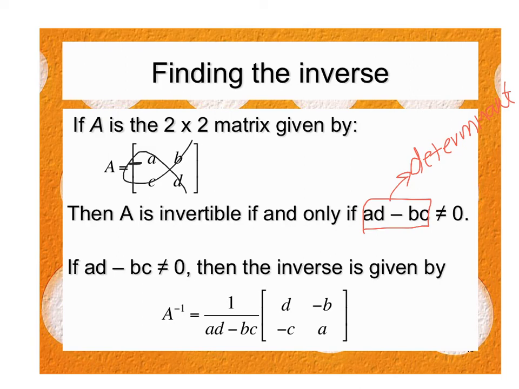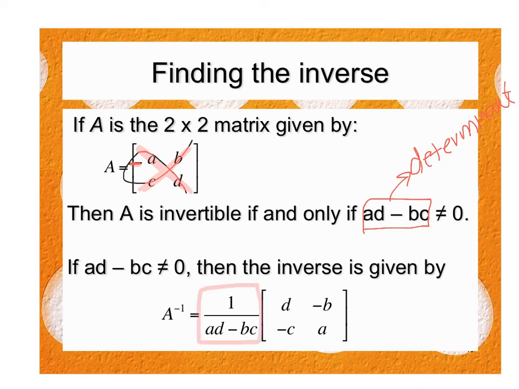So the order for the determinant is to multiply the left column, the diagonal that goes top left, bottom right, together. Obviously, it doesn't matter if I do A times D or D times A, but I have to multiply those two numbers. And then subtract from it the other diagonal, which is C times B. So if you let Jesus guide you through the determinant, you won't get it wrong. Okay, that's your determinant.